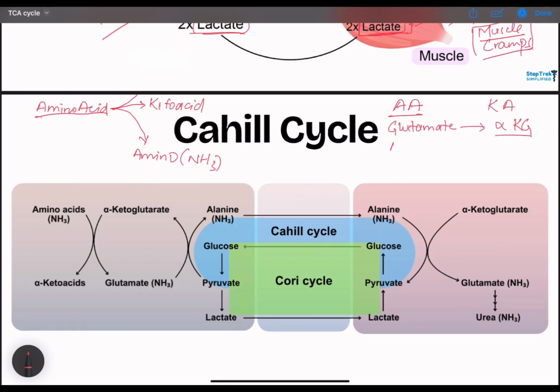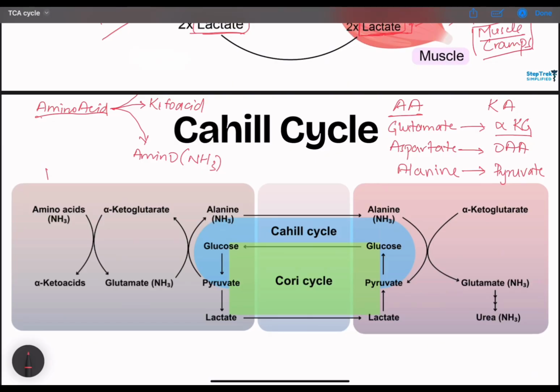Then we have aspartate. When it loses an amino group, it is converted into oxaloacetate. The same goes for alanine. When alanine loses an amino group, it is converted into pyruvate. Now let's understand the Cahill cycle.